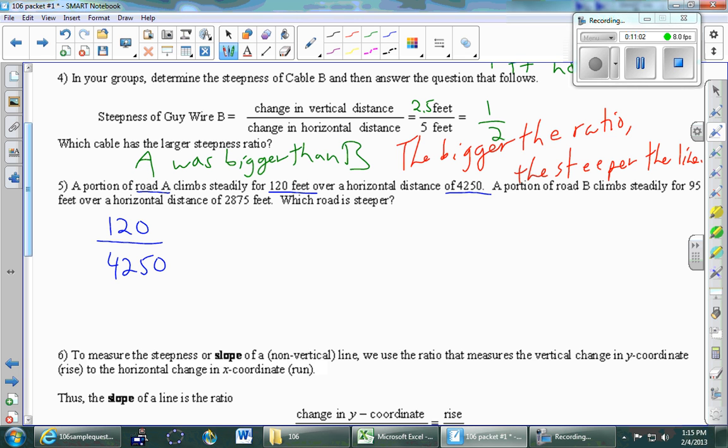It's 4250. It's some messy decimal. You can type it in the calculator if we're interested. But whatever that thing is, that's a measure of how steep that road is. And then we're going to compare. I'll do road B in purple. So it says B climbs for 95 feet, and it's a horizontal of 2875. So for B, which one goes on top? 95, and on the bottom, 2875.